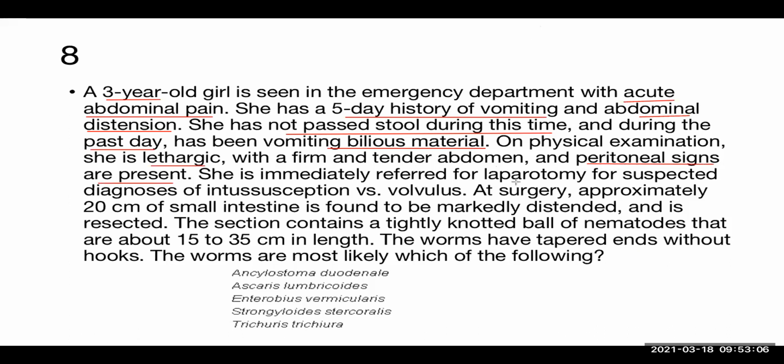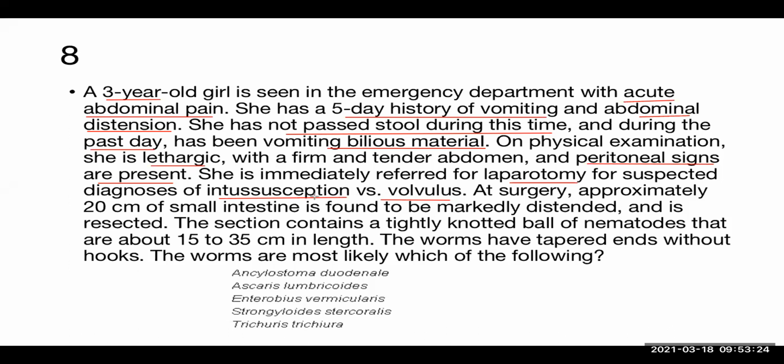She is immediately referred for laparotomy for suspected diagnosis of intussusception versus volvulus. They are afraid there is a rupture of the viscera. What is intussusception, by the way? What is that?